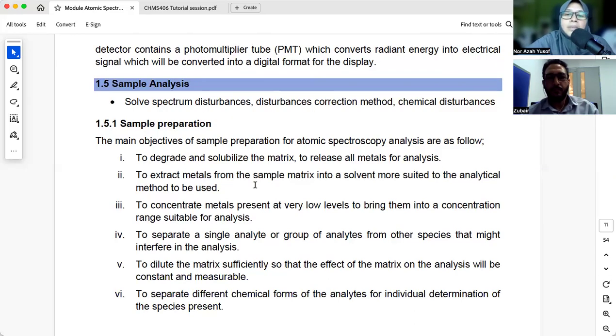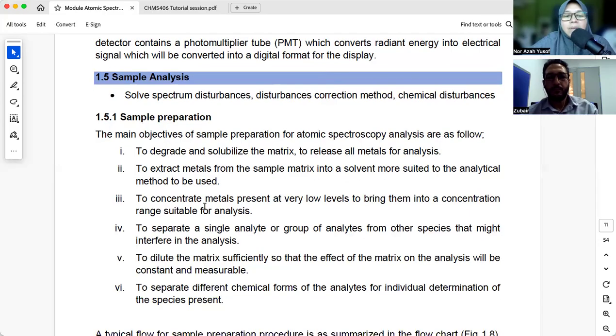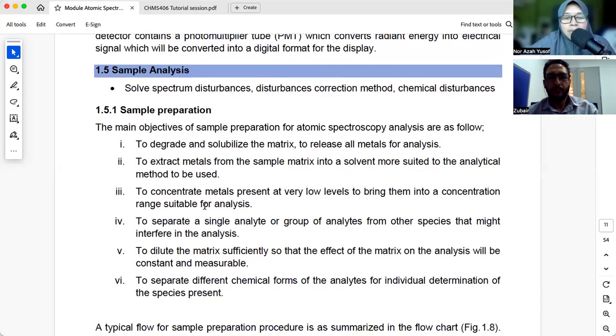If you have organic samples, you need to extract the metals from the sample matrix into a solvent suited for the analytical method to be used. And if you think the concentration of metal inside the sample is too low, you need to pre-concentrate first, because if the machine does not have a very good limit of detection, you might not get a reading. So you probably have to pre-concentrate by doing extraction also, right?